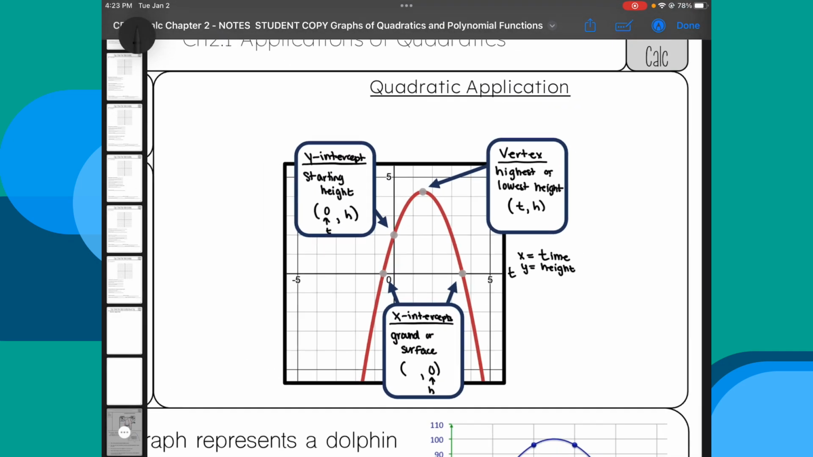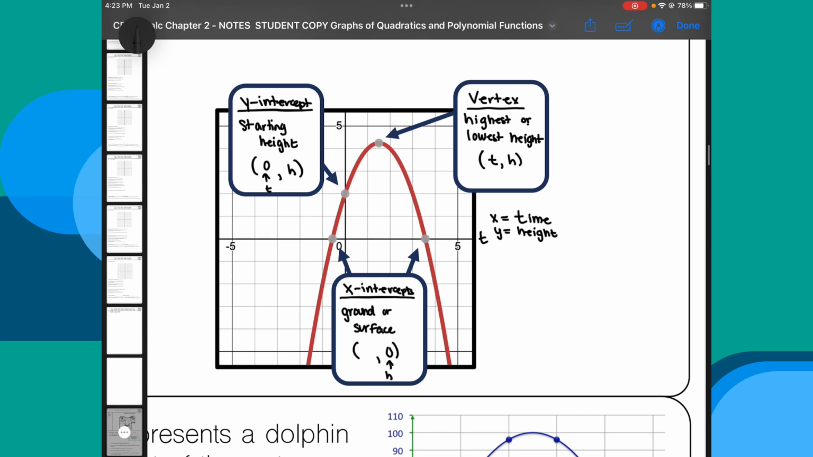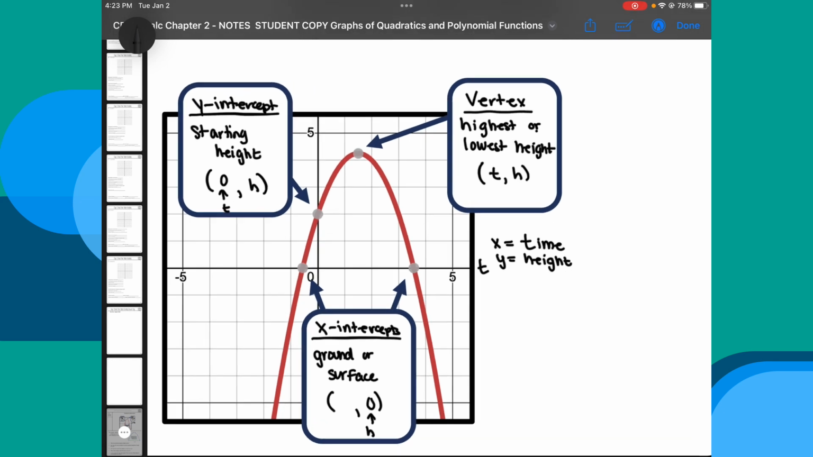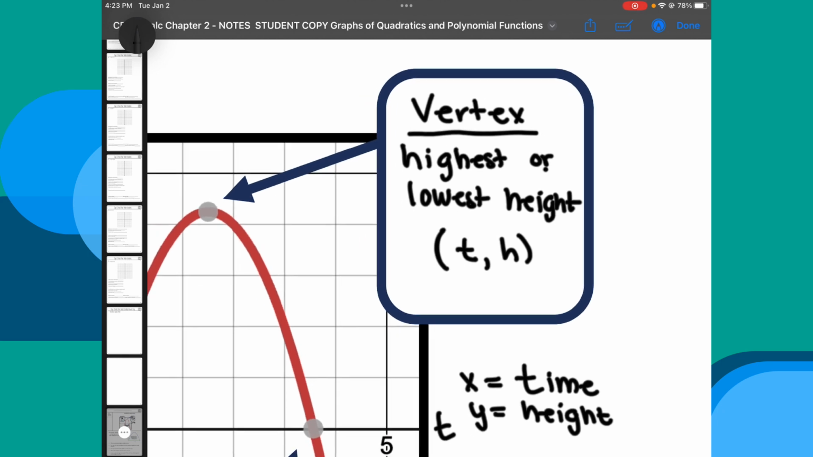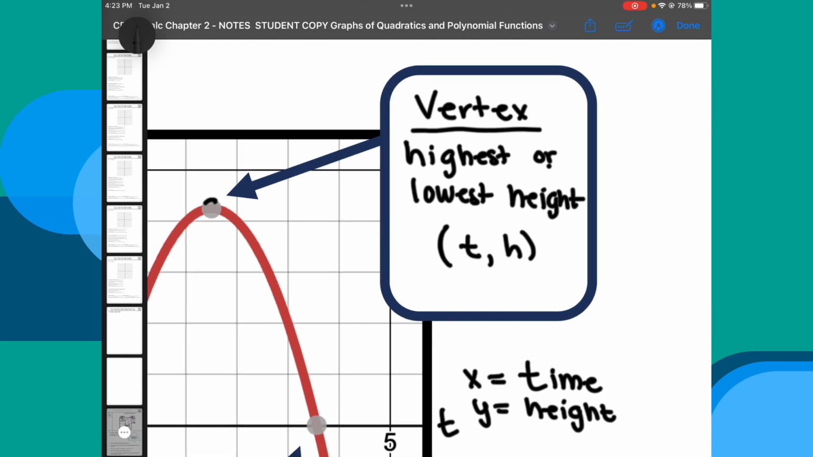So, applications of quadratics. We've talked about how to solve for the vertex, the y-intercept, and the x-intercept. So let's talk about them in an application sense. When we calculate the vertex, we are calculating either the highest or lowest height that the object is going to move. And so if they ask what is the highest value, we need to find the vertex and find the y value because that's height.